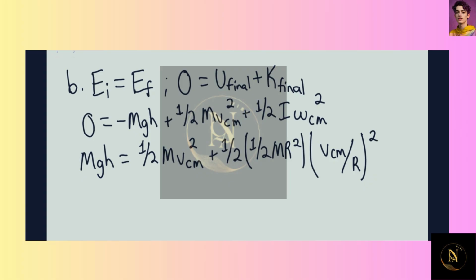Because the yo-yo is rolling without slipping, we can make this assumption. If the yo-yo was slipping, we cannot make this assumption. And then at this point, we are simply going to solve for the velocity of the center of mass. So the velocity of the center of mass would then be equal to the square root of 4/3 gh. This would be our final answer.